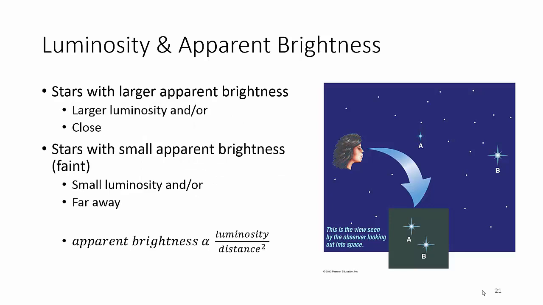So if a star has a larger apparent brightness, so it looks brighter to you standing on Earth here, then one of two things, or maybe both, are happening. It has a larger luminosity, so that means a larger absolute brightness, and/or it's closer to you. Now, stars that appear kind of dull to you in the sky, not very bright, faint, two things could be happening. They could have a smaller luminosity, and/or they could be farther away.